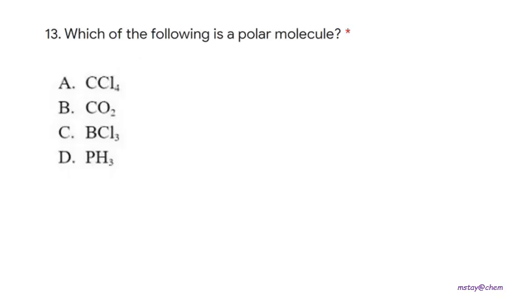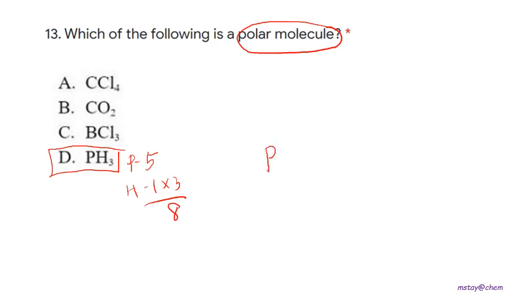Question 13. Which of the following is a polar molecule? Again, we are going to draw the Lewis structure and check which has a lone pair of electrons generally. So we may try with D. Phosphorus has 5 valence electrons, and hydrogen has 1 valence electron times 3. The total is 8 electrons. So phosphorus with 3 hydrogens, we subtract 6 and have an extra 2 electrons, which go on the central atom. So with a lone pair of electrons, PH3 will be considered a polar molecule.